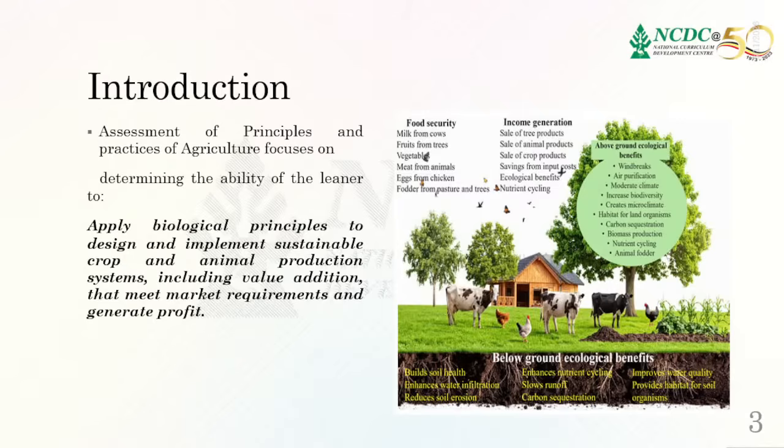Then above the ground, we still have other benefits, as you can see over there, where we see the tree: benefits of air purification, moderation of the climate, increasing biodiversity, windbreaks, carbon sequestration, and all of those. I hope members you can see them very well. So it's one of the biggest reasons why we have to assess principles and practices of agriculture while applying biological principles.